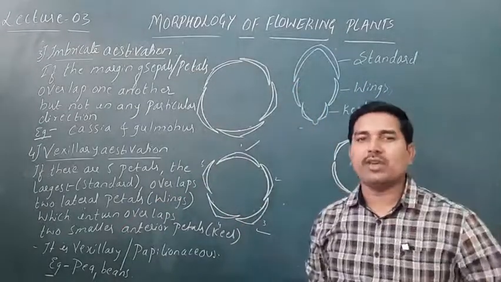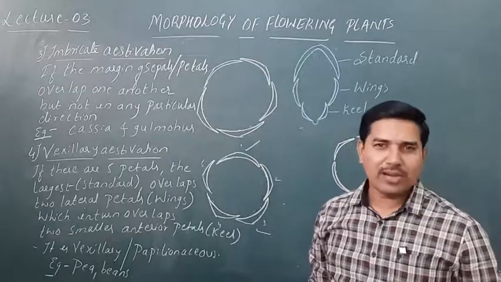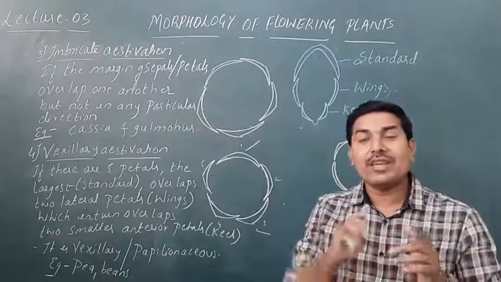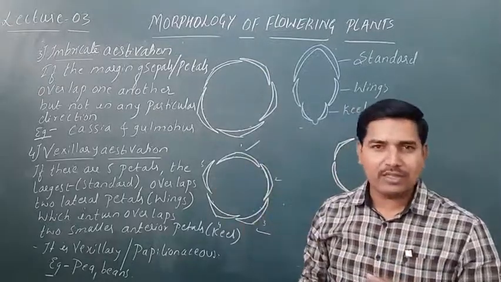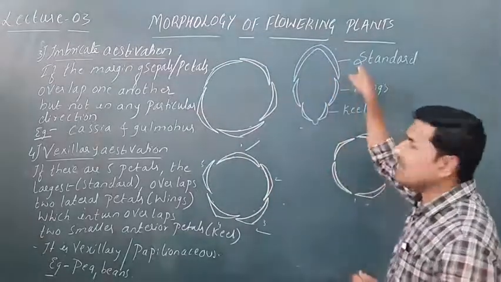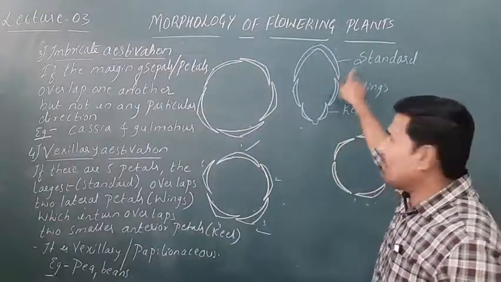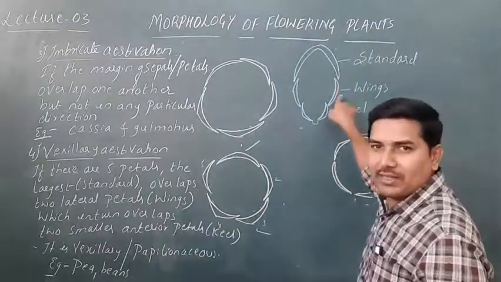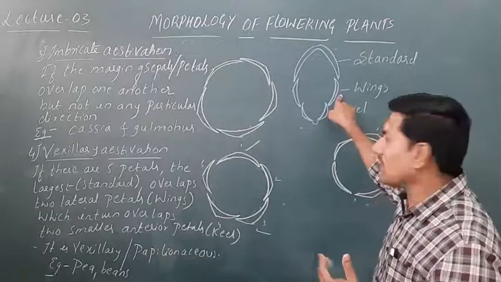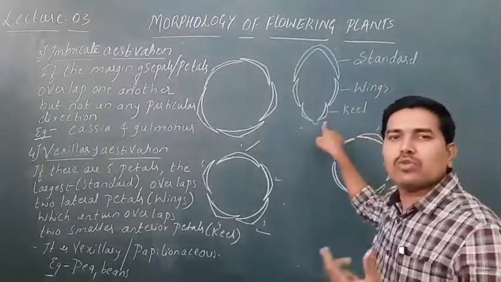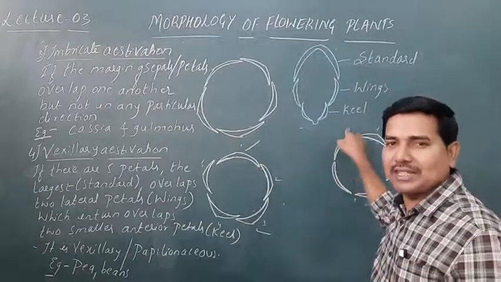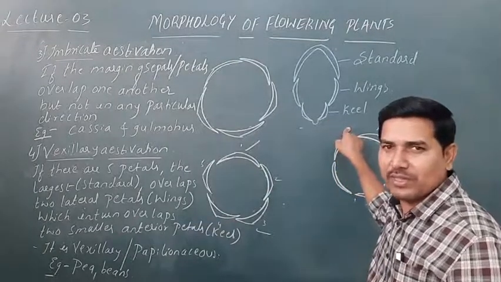This is most important. They ask objective questions on this. In vexillary estivation, the largest petal is called as what? The largest petal is called as a standard. Then the medium petals, two lateral petals are called as what they ask? Wings. And two smallest petals are called as what? Keels they call. Okay, that is the name which is given.